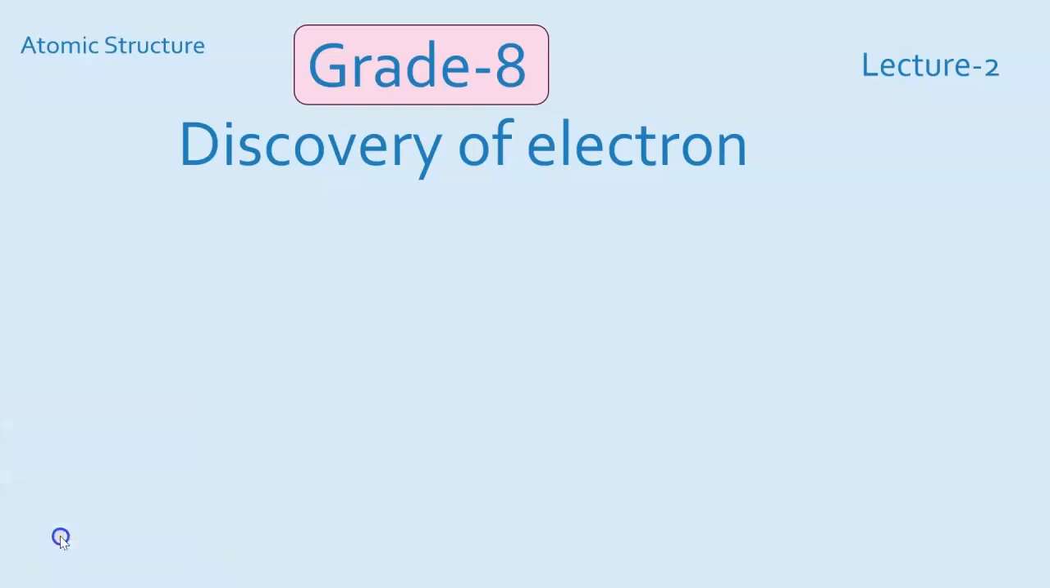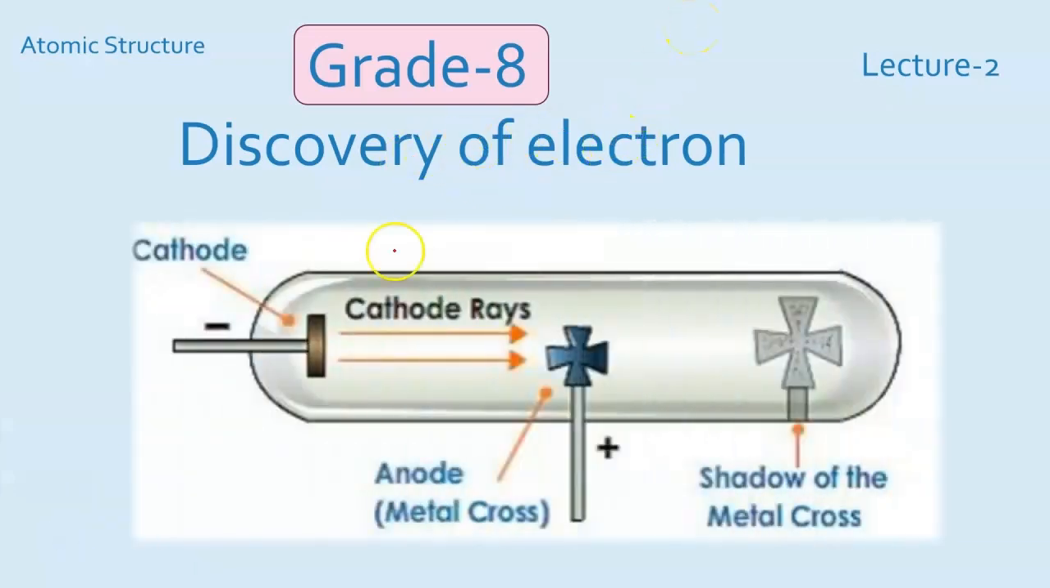So today we are going to learn about the discovery of the electron. This is the second lecture, from the chapter Atomic Structure, which is of grade 8 Pearson book. Okay, so now let's start with how the discovery of the electron was made.